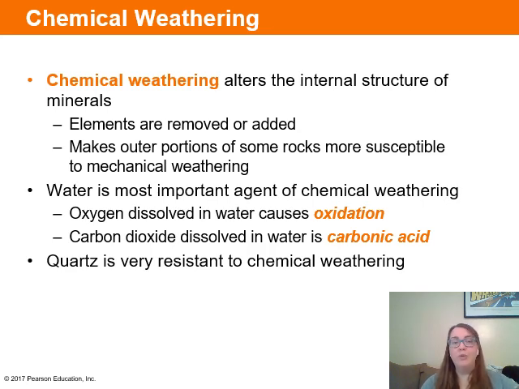When we think about chemical weathering, we might think about acid being one of the most important ones. But actually, it's just water, what we drink and use every single day. Water is made up of hydrogen and oxygen. The oxygen that's dissolved in our water is going to cause oxidation. Oxidation is the same chemical process that causes metal to rust over time. We have oxygen in our atmosphere that's going to chemically alter the metal through oxidation.